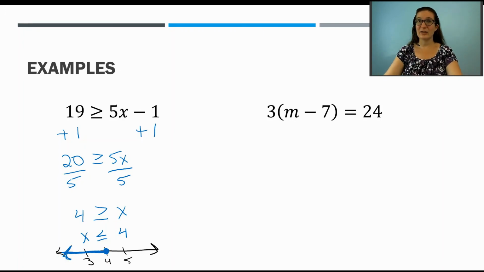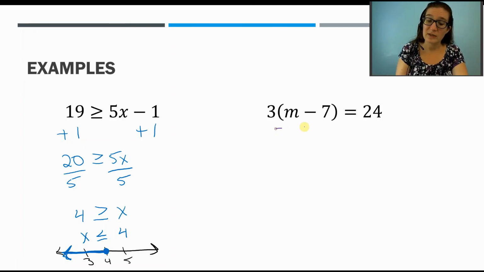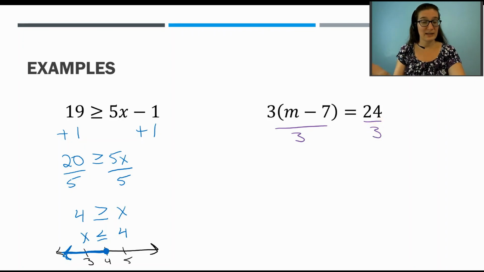Let's go ahead and take a look at this last one. So this one has some parentheses, which can be a little bit scary, but one thing that we can remember, when we've got that 3 next to the parentheses, that actually means the 3 is multiplying with whatever's inside the parentheses. So since we're working with inverse operations today, what's the inverse of multiplying? Dividing. So let's go ahead and divide by 3 on both sides of the equals.